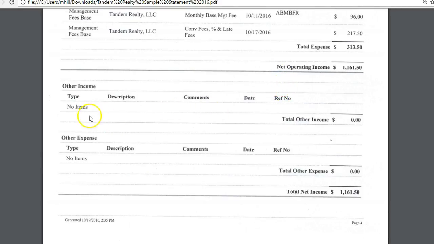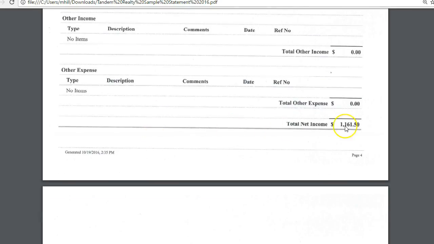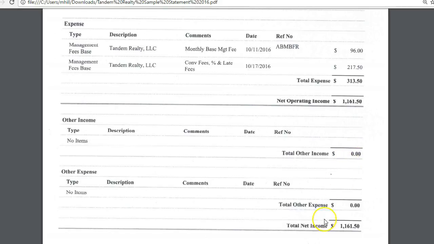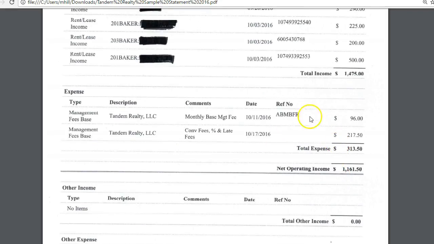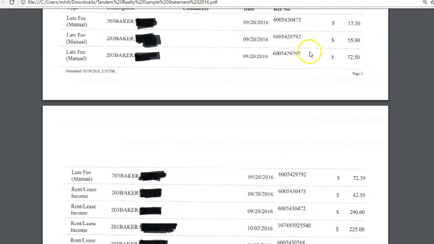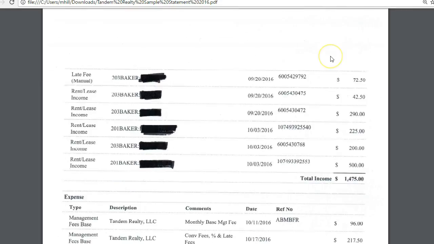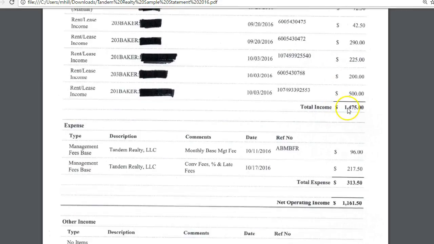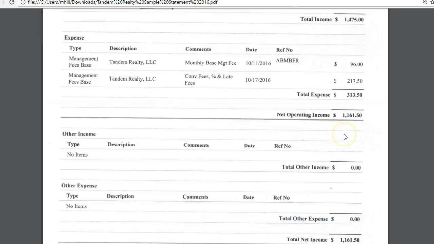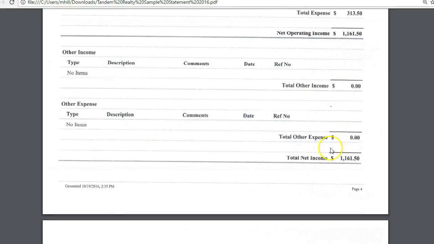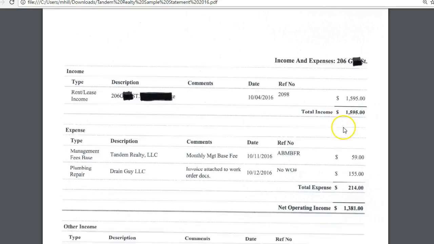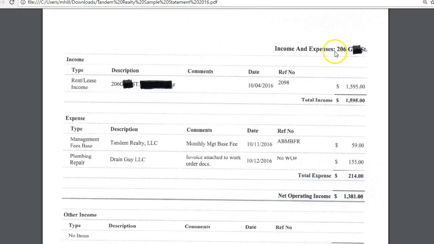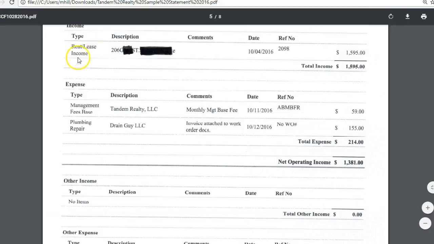Again, we go down other income, other expenses, and then total net income. So this is the total net income that was for this one property. It is not for all the properties. So total income, expenses, total net income, other income, other expense, total net income. Now it takes you over to another property. And again, same thing with this, type of payment that was paid, description, comments, date, reference number.